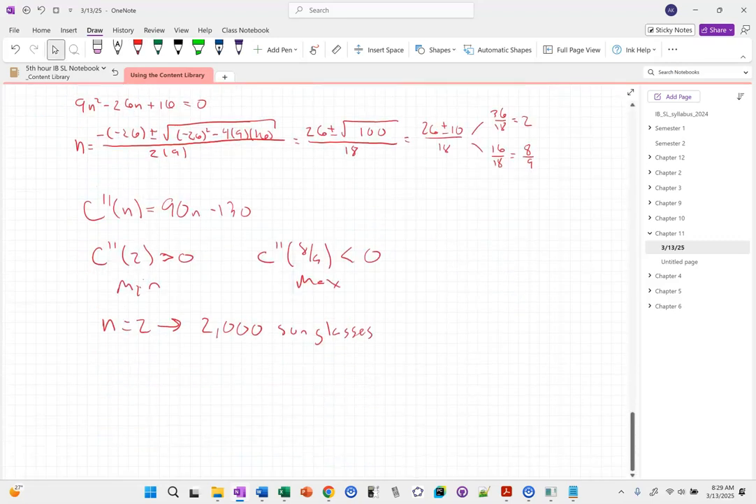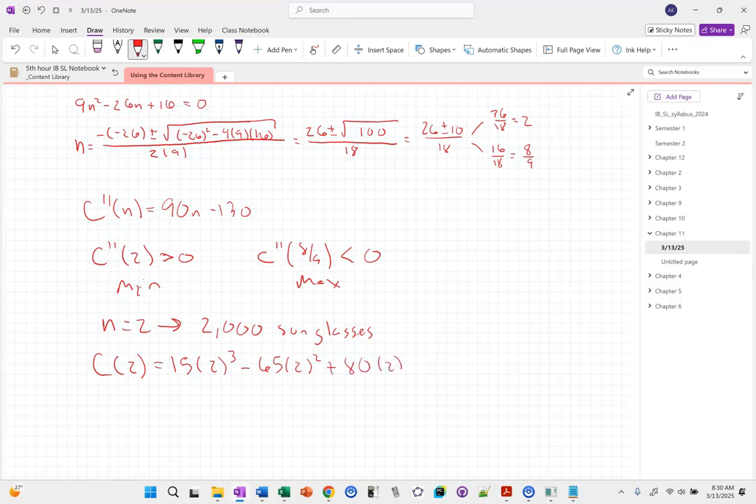And then my minimum cost, C of 2, I can just plug that into the answer that we got in part B. And when I do that, I get 40, which means that's like 40,000 smackaroos. Is that okay?